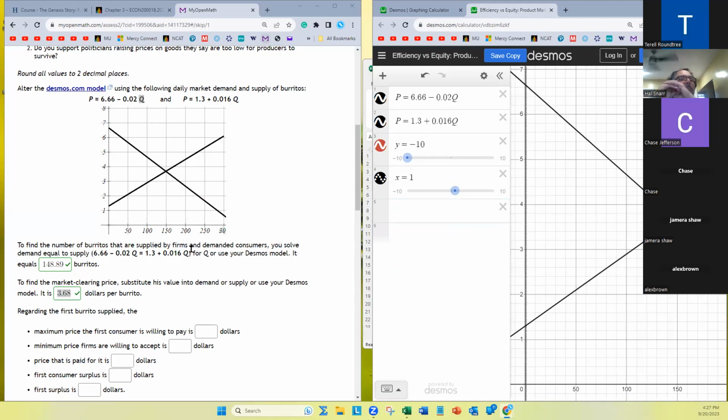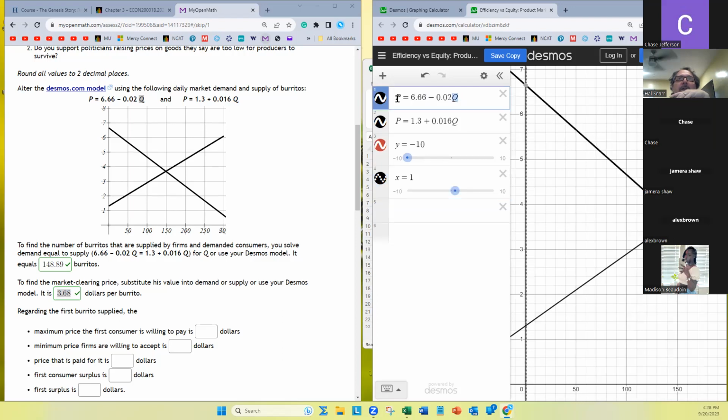Now, regarding the first burrito supply, if you look, this is the first burrito supply. Now, remember, Desmos is not an economic modeling system. It's a math system. So Q is on the x-axis and P is on the y-axis. So notice what I did here. I typed x equal -1. You see that? So if each consumer in this market buys one and only one burrito for lunch, big assumption, right?